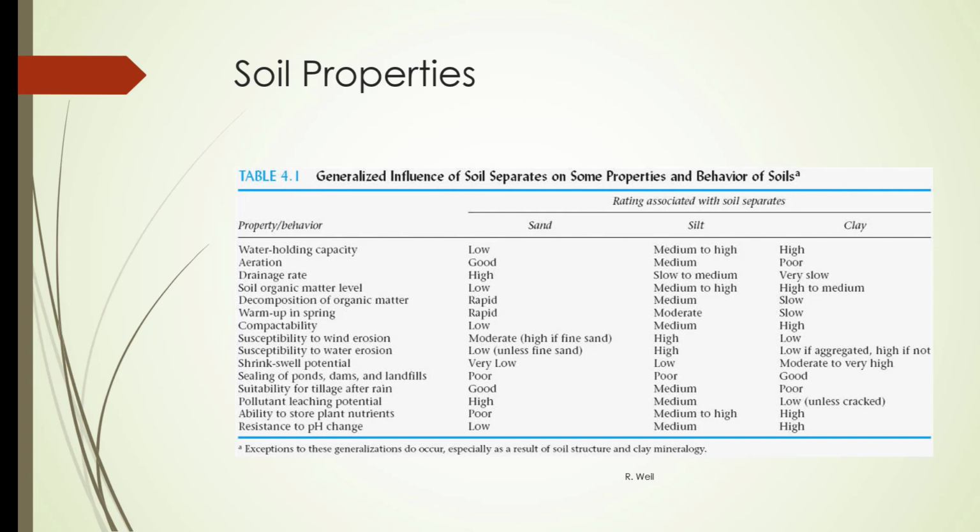Just going down the line here, I'll pick out a few. Of course, water holding capacity in sand is very low, while in clay it's very high. Aeration, very good in sand, poor in clay, and of course silt is always going to fall somewhere in the middle. Resistance to pH change, which is really important when you're dealing with pH that is not adequate for your plant material. Sand has a very low resistance to pH change, while clay has a very high resistance, which makes sense because of cation exchange capacity, which we will talk about later on in the quarter.